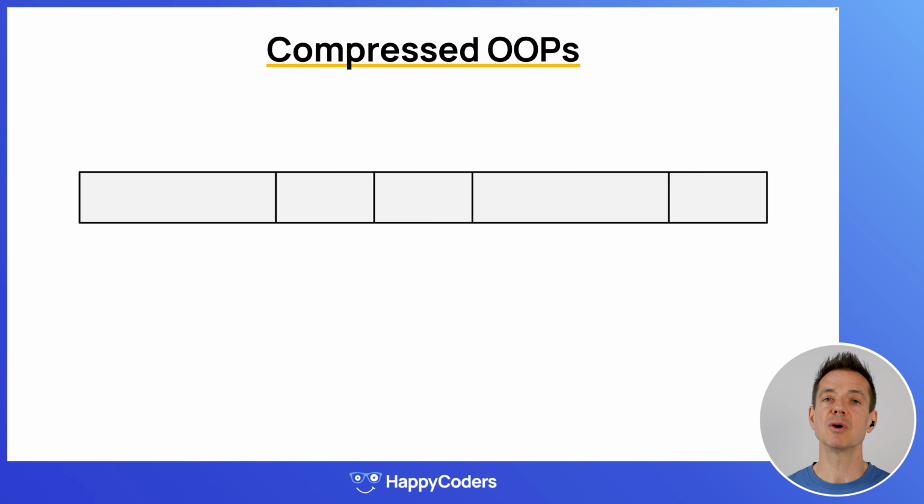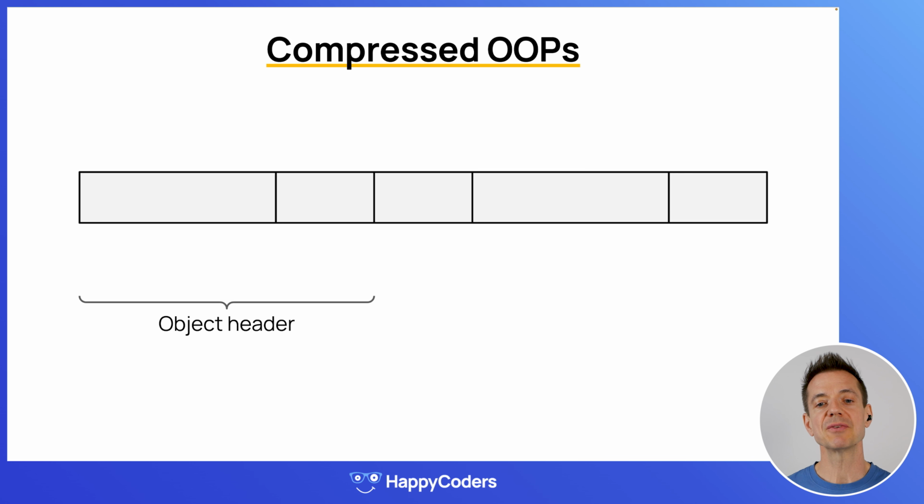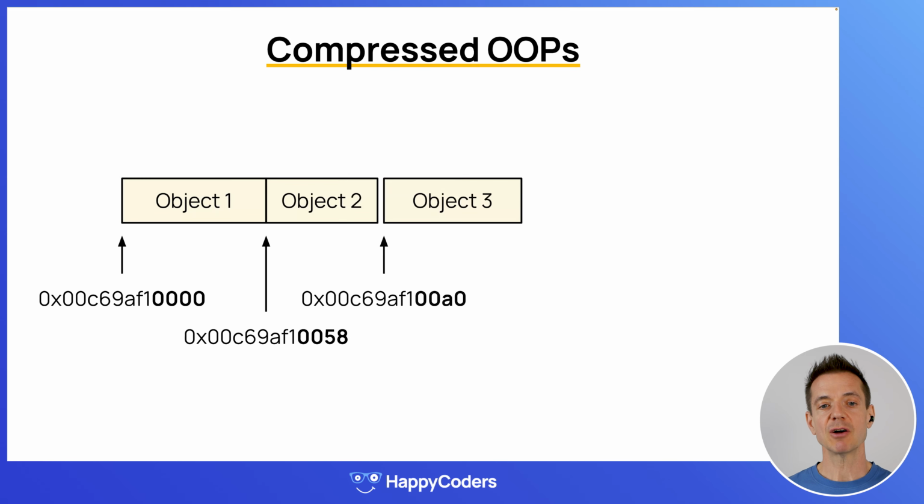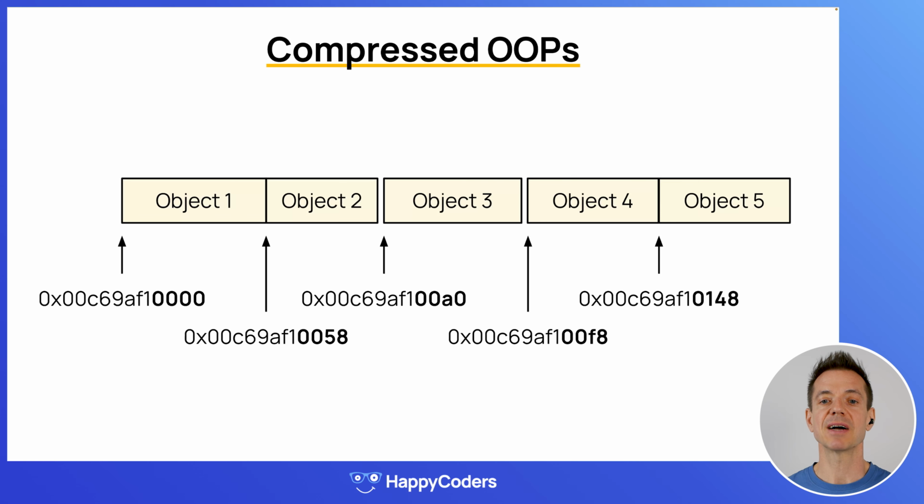CPUs operate most efficiently when data is aligned to addresses that are a multiple of its size, and int, for example, at addresses divisible by 4. At the beginning of an object, we find the object header, and that in turn starts with the 8-byte mark word. And to ensure that this mark word is always correctly aligned, and in particular to allow it to be modified atomically, Java objects always start at addresses divisible by 8.